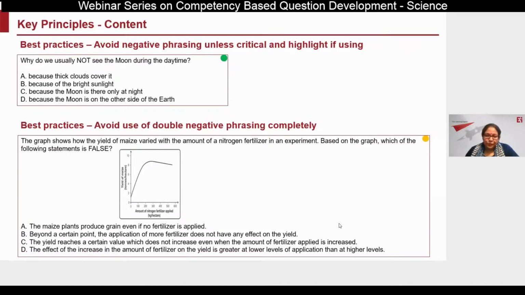The maize plants produce grain even if no fertilizer is applied. So it can be made really simplified, and even if I'm using a negative situation or phrasing, I can minimize it by bringing it to the question for higher grades, like the top question. Right.